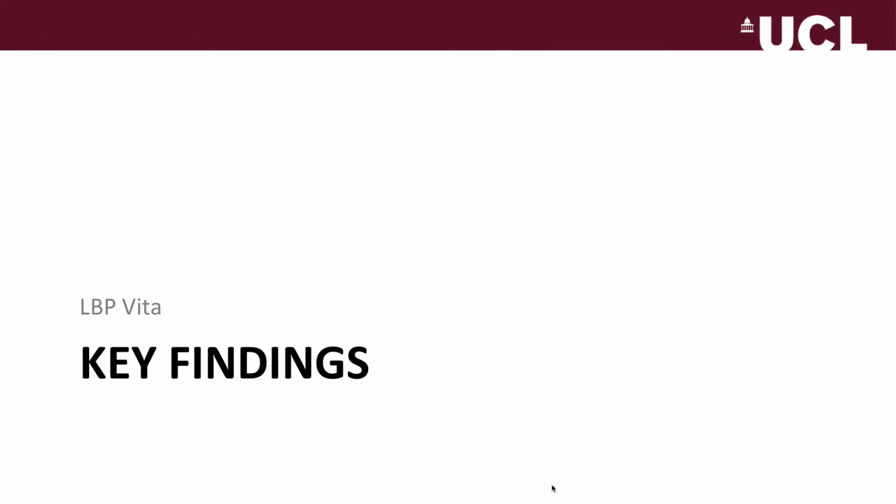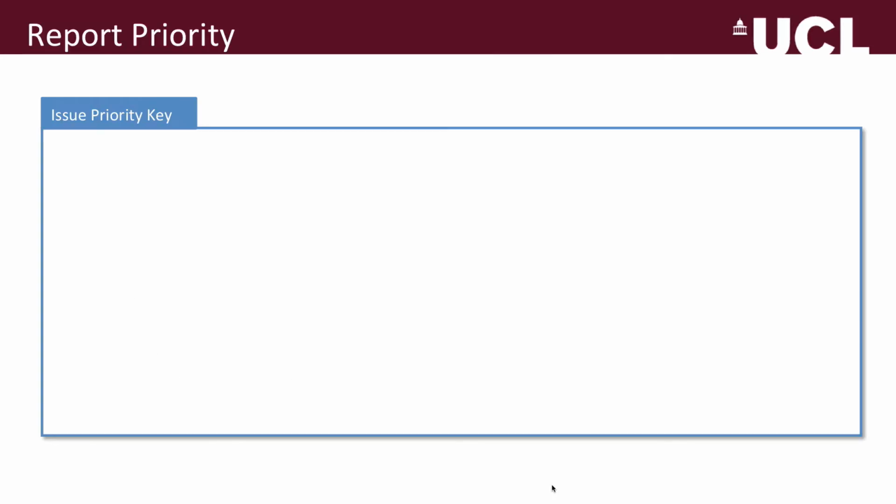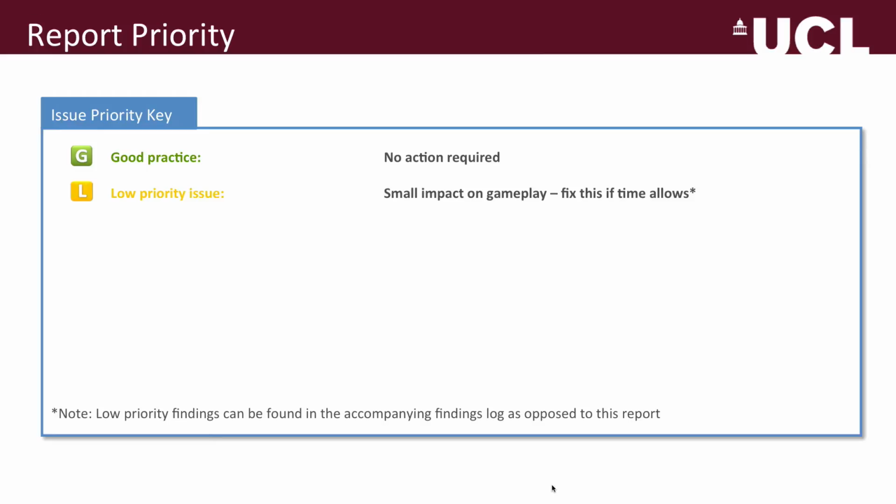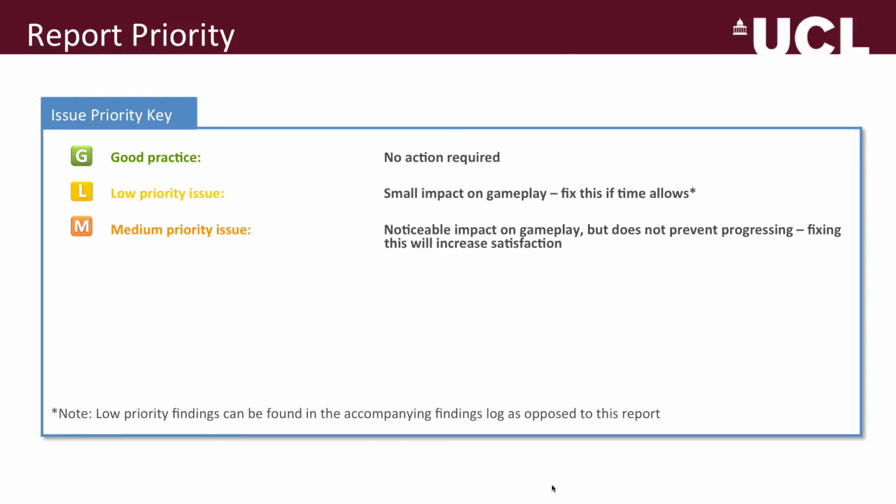Next section heading, key findings. And this slide introduces a way of labeling the priorities of things that were found, and there's a color coding approach. So they've just decided, for the purposes of this report, to prioritize what they found. So green is good practice. That means that the people don't need to do anything. Yellow is a low priority issue. Fix it if time allows.